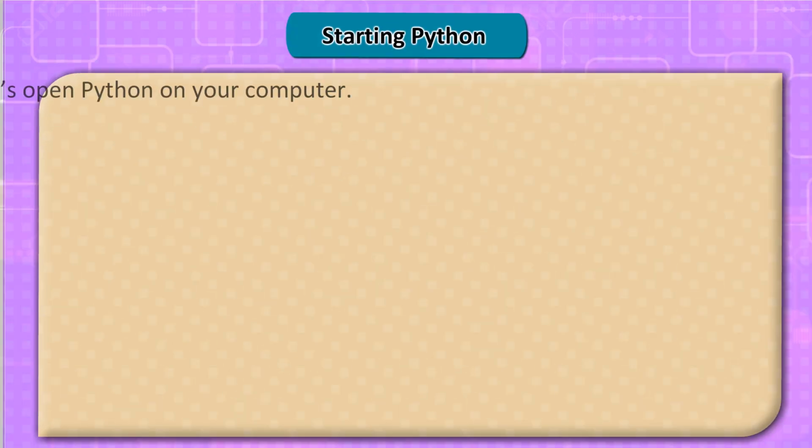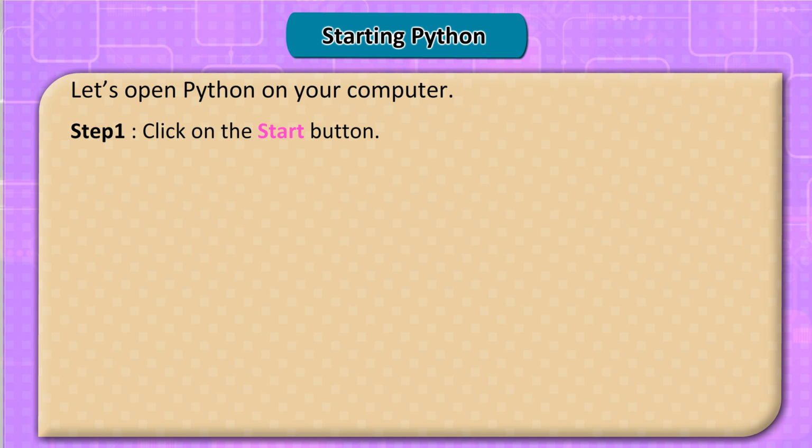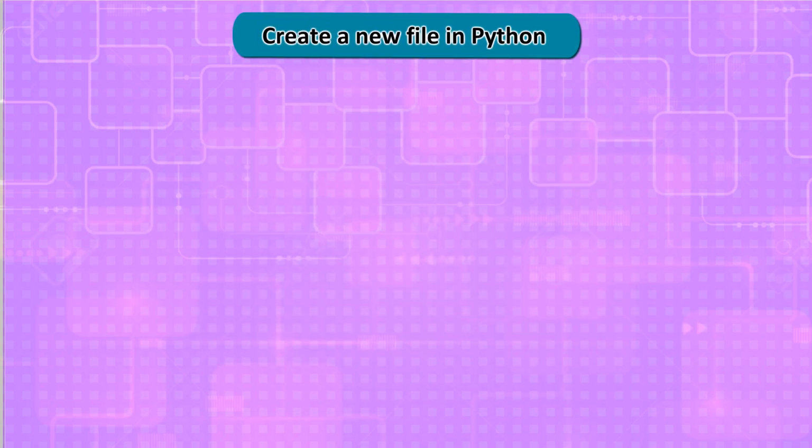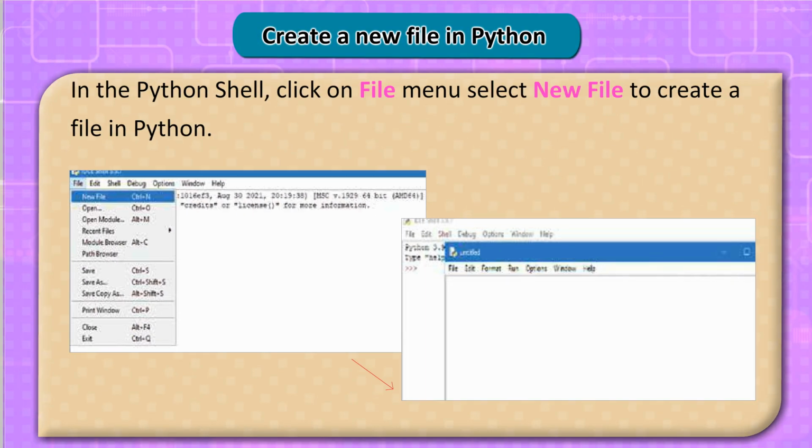Starting Python. Let's open Python on your computer. Step 1. Click on the Start button. Step 2. Click on IDLE, Python 3.x 64-bit. This is the Python shell. Create a new file in Python. In the Python shell, click on the File menu, select New File to create a file in Python.